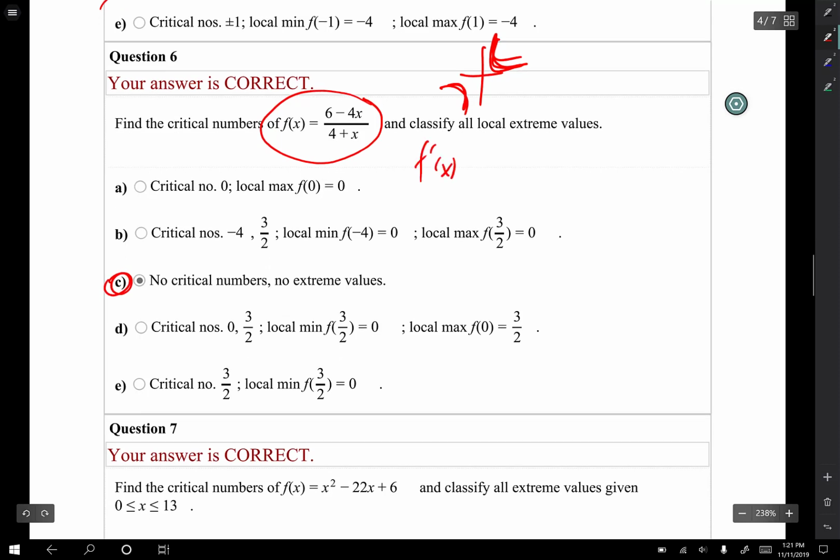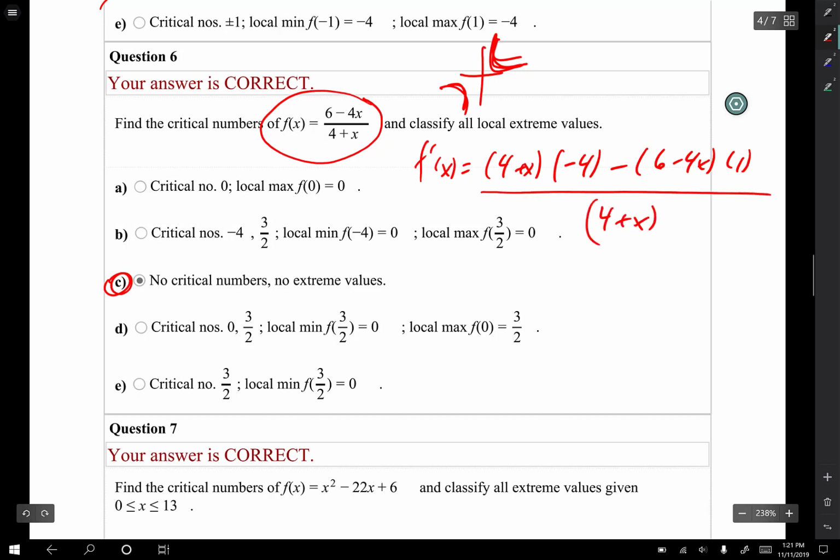So let's see. F prime equals bottom, 4 plus x, times derivative of the top, negative 4, minus top, 6 minus 4x, times derivative of the bottom, 1, all over bottom squared. Now negative 4 cannot be a critical number because that's a vertical asymptote. So anything that says negative 4 you should immediately delete.